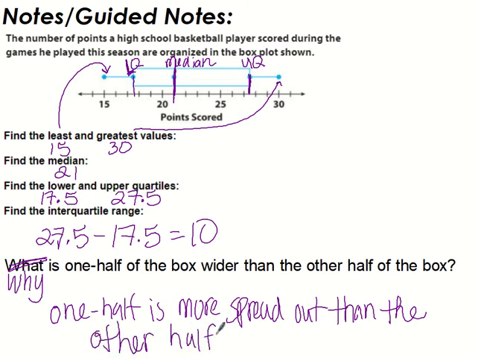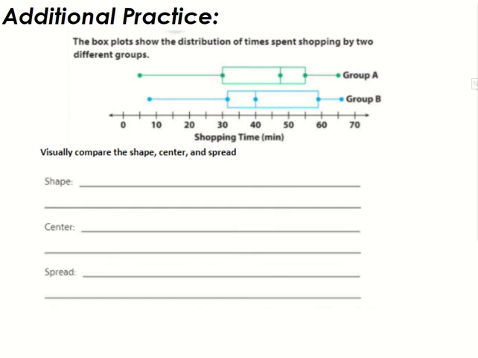Just means that data has a wider range. They are more spread out. Okay, so now what we're going to do is compare two of them. Now that we have a better idea what a box plot is, we're going to go and compare two box plots.